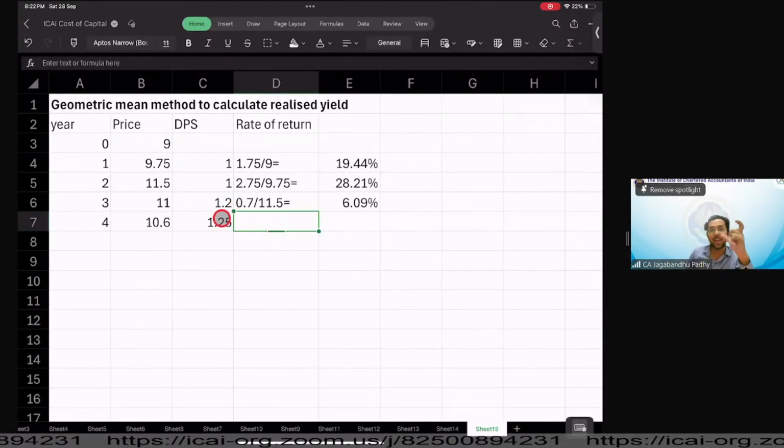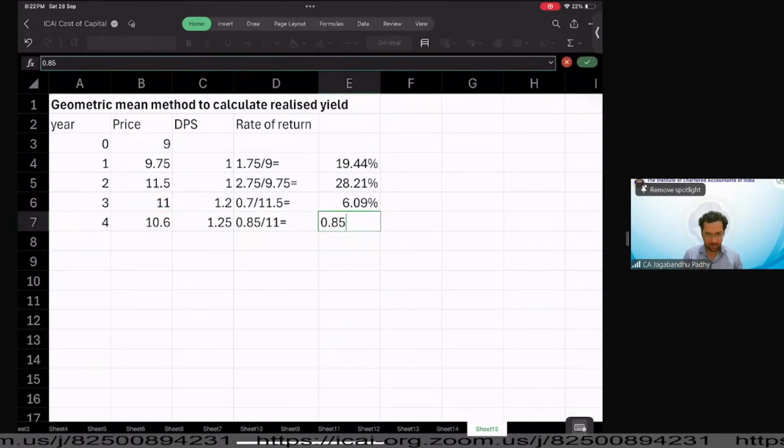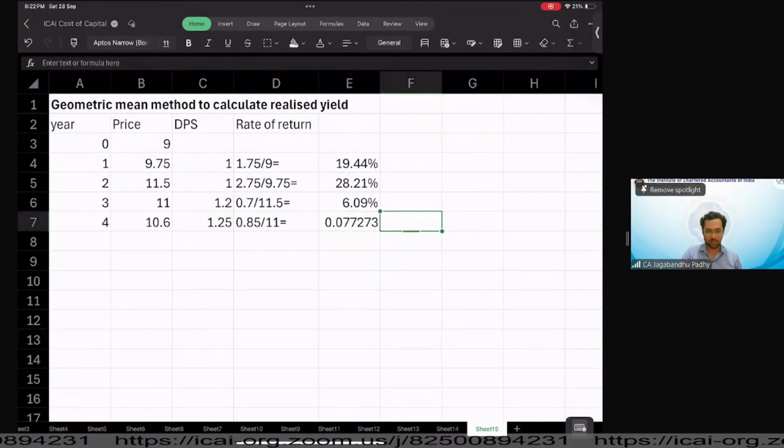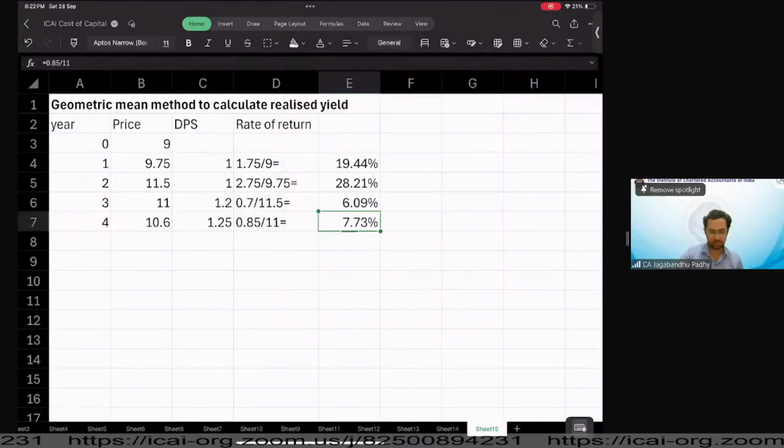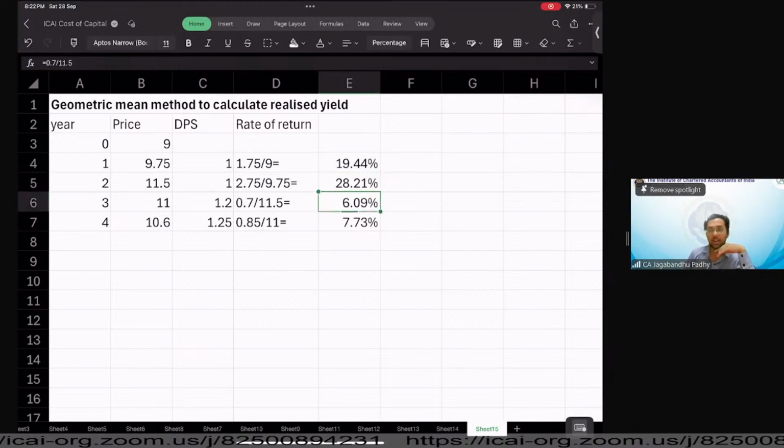What is the amount-wise return? Can I say 1.25 minus 0.4? So 1.25 minus 0.4 is going to be how much? 0.85, on an investment of how much? What is the investment in year 3? 11, right? So this is 0.85 divided by 11. That is 7.72% or 7.73%. So these are the returns that we have earned in first year, in second year, in third year, and in fourth year.